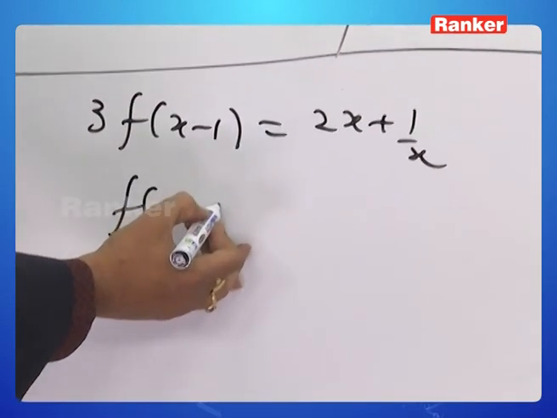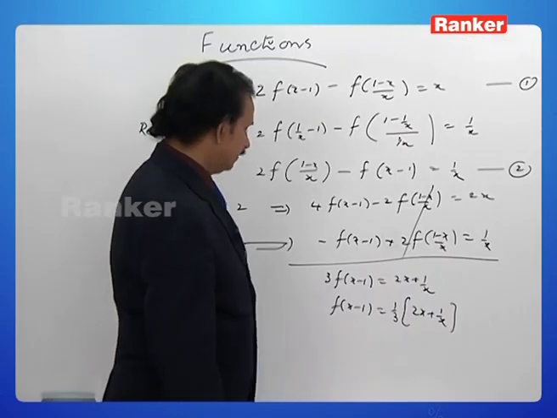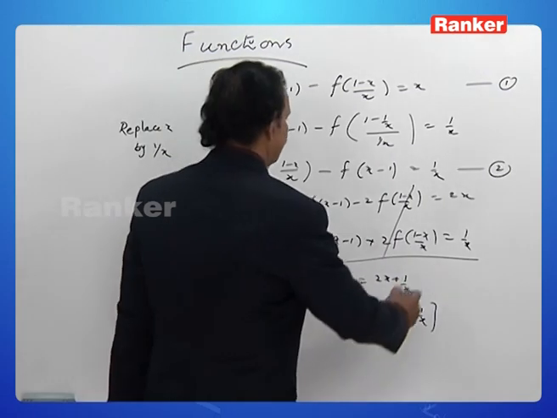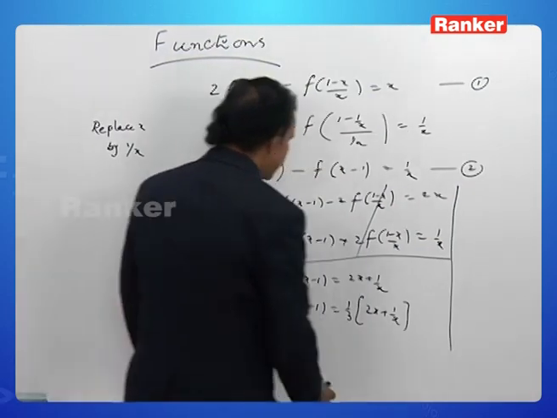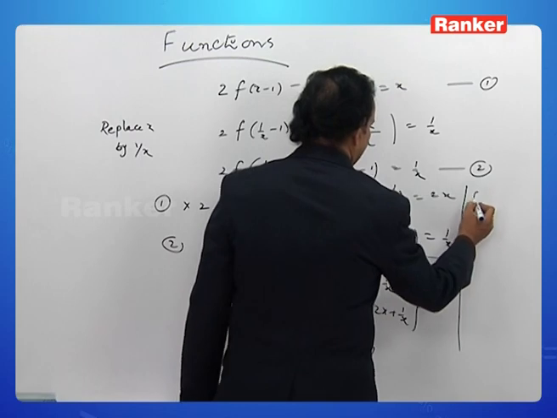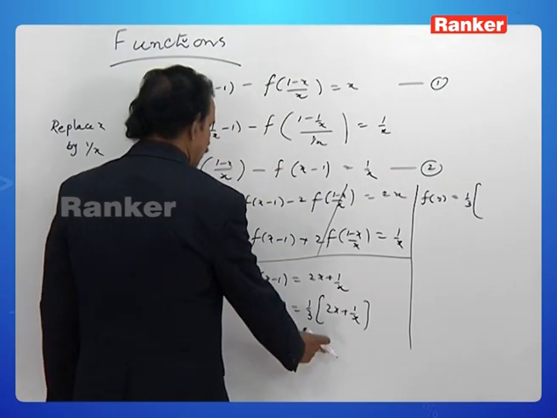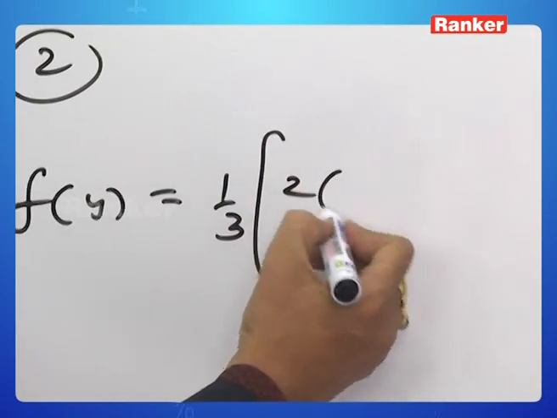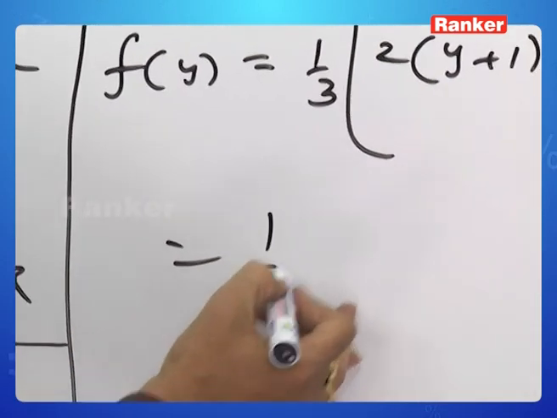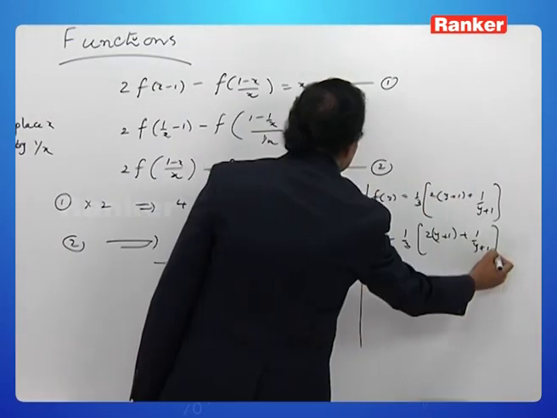Implies f of x minus 1 is equal to 1 third of 2x plus 1 by x. Well, this is f of x minus 1, but not f of x. We should get f of x. How to get it? Let me take x minus 1 as some y. Write in terms of y. f of y is equal to 1 by 3 into, x minus 1 is y, so x is y plus 1, 2 into y plus 1 plus 1 by y plus 1. That is 1 by 3 into 2 into y plus 1 plus 1 by y plus 1. This is f of y.